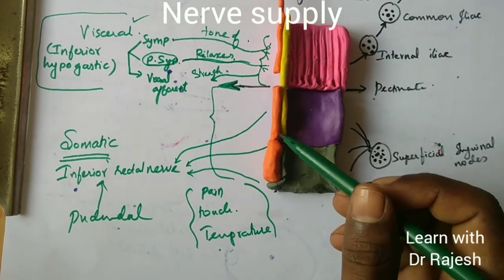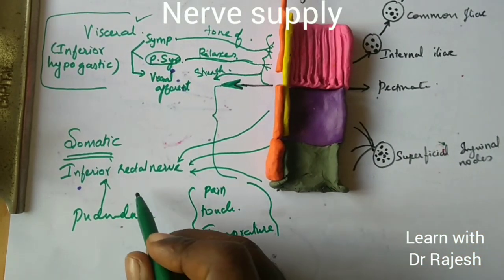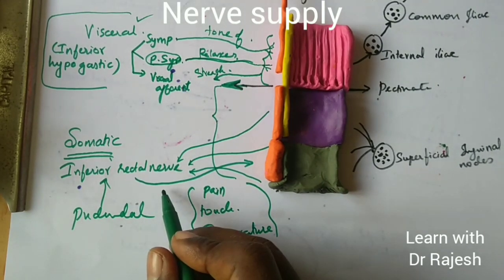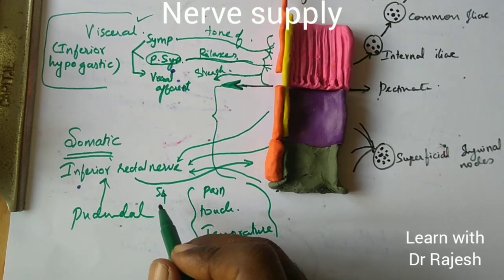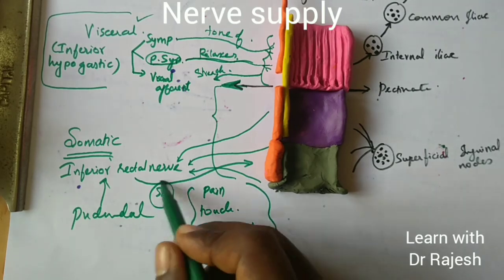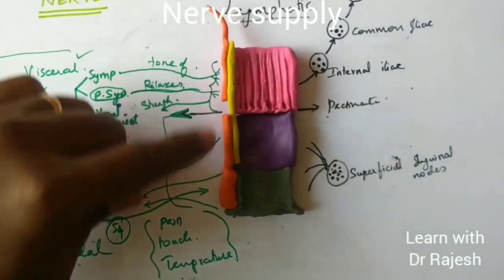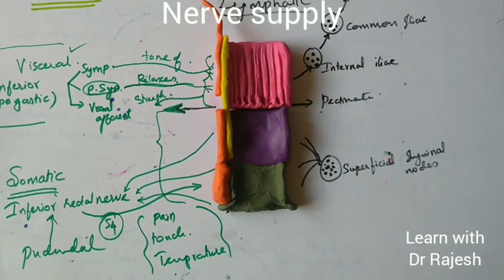This orange structure is the external anal sphincter, and it is also supplied by the inferior rectal nerve, which carries S4, and hence the external sphincter is voluntary in function. This is about the nerve supply of the anal canal.